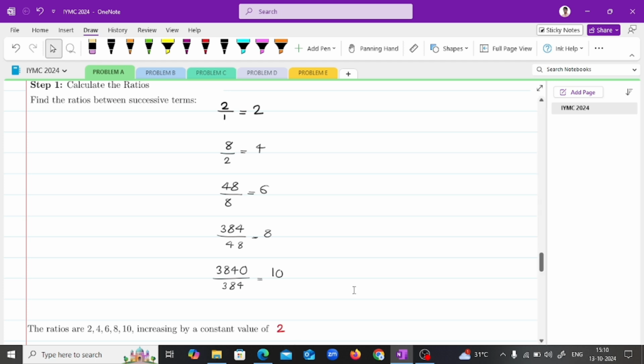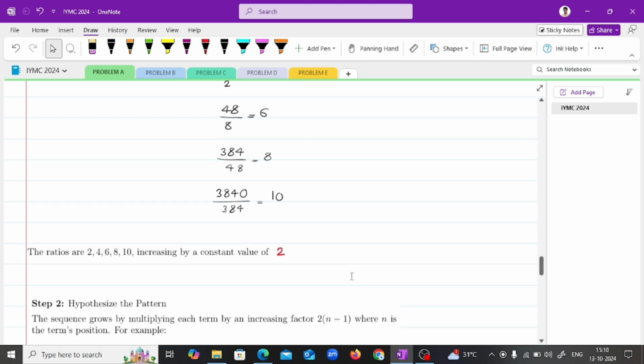Okay, now we will move to the next step, step number 2, and we will name this step hypothesize the pattern. So what happened here? Each term is being multiplied by a number that depends on its position in the sequence. Specifically, each term is multiplied by 2 into n minus 1, where n is the position of the term. Okay, so step 2 is hypothesize the pattern.